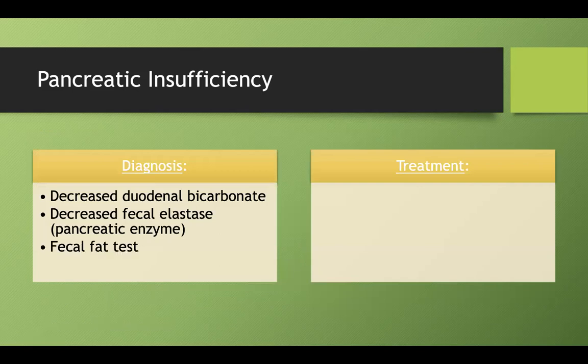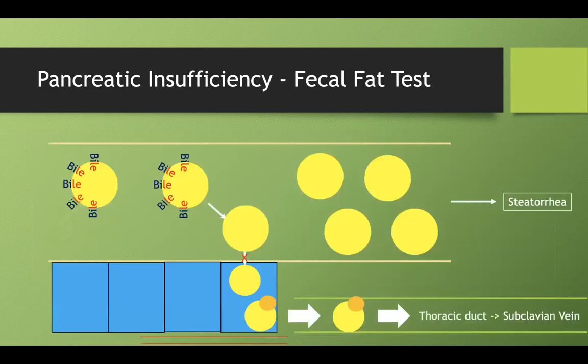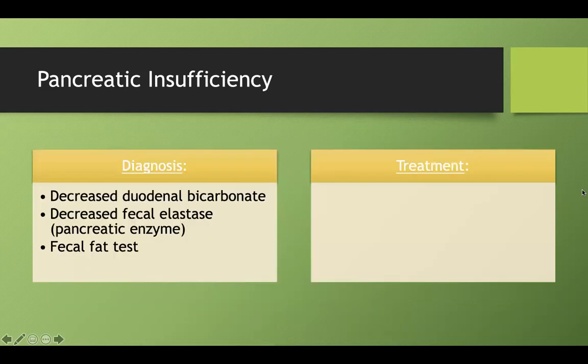The fecal fat test is pretty self-explanatory. It's just testing for the presence of fat in your stool. So going back to our slide earlier about steatorrhea, this is fatty stool. So this would be a positive fecal fat test if you ever detect any of these fat globules that make it all the way to your stool.